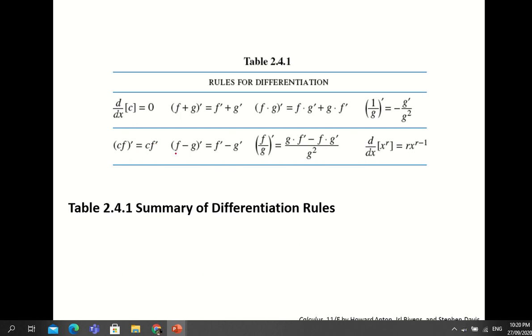Then for the difference, we have the derivative of f minus g equal to f prime minus g prime. Then for the quotient, we have the derivative of f over g equal to g times f prime minus f times g prime, divided by g squared. And we have the derivative of x to the power r with respect to x is equal to r times x to the power r minus 1. Alright, so far this is the summary of the differentiation rules.